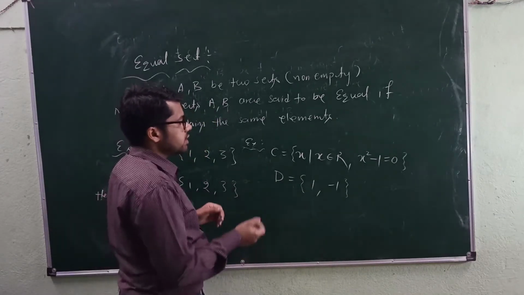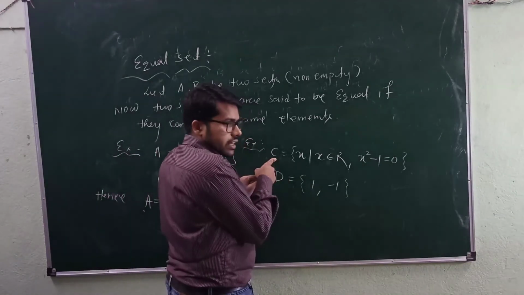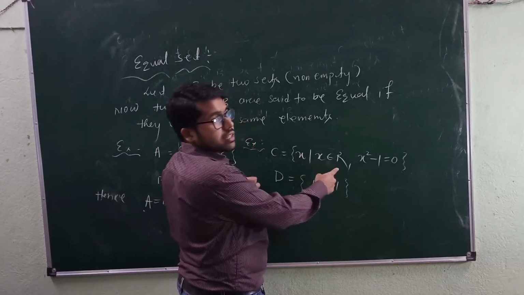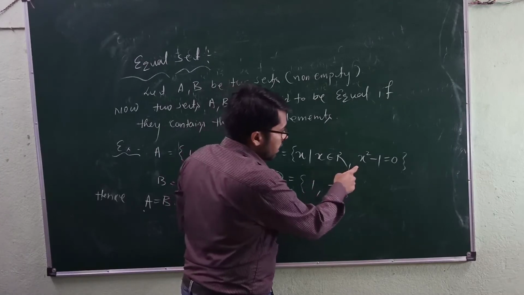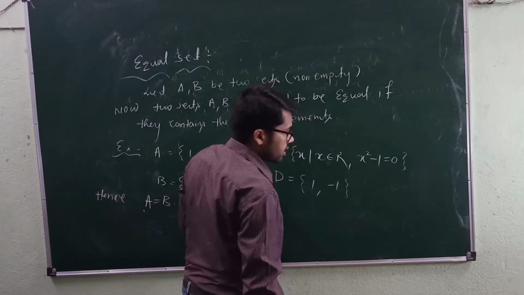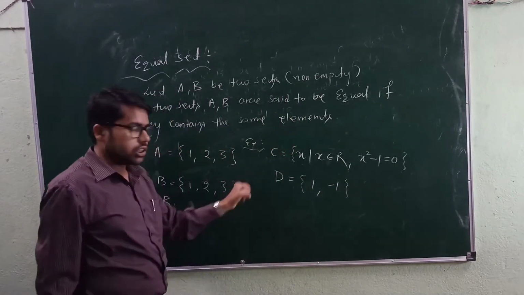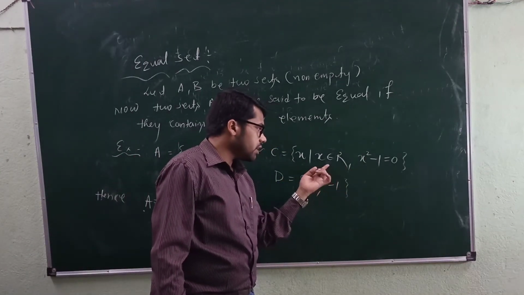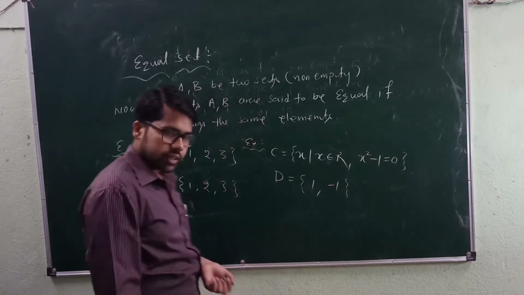So how to write the C in listing format? See, set C contains all those x where x is from the set of real numbers and those x satisfy this equation, that is x square minus 1 is equal to 0. That means we have to find the values of x which are real numbers and satisfy this condition, right?